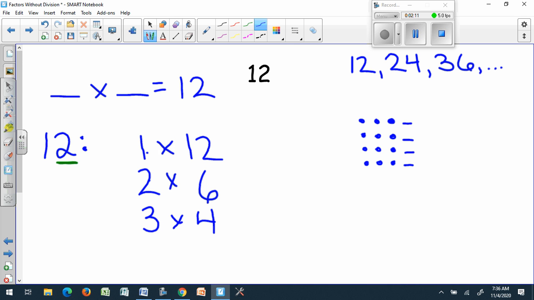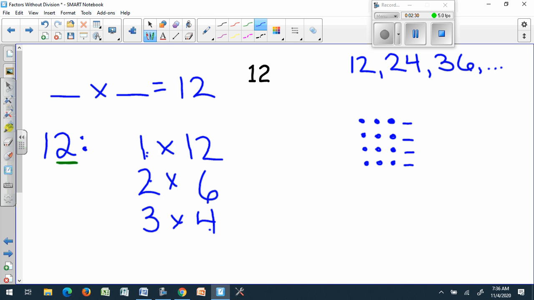Now, if I continue to go in order, I did 1, 2, 3, my next number would be 4. But actually, I already have it written down. That means that I'm done. As soon as you go to the next number and you already have it, that's the beauty of going in order. You know you found all the factors of 12.